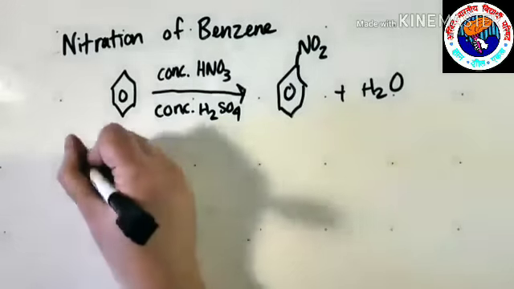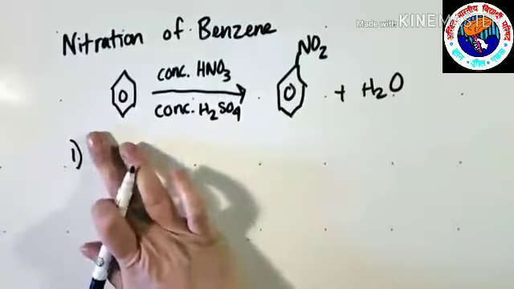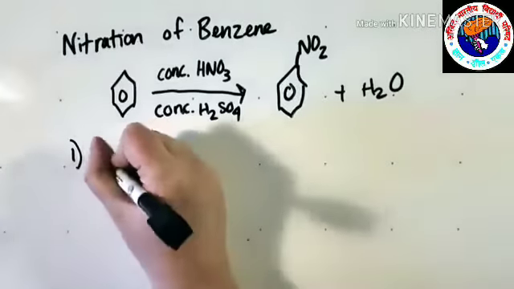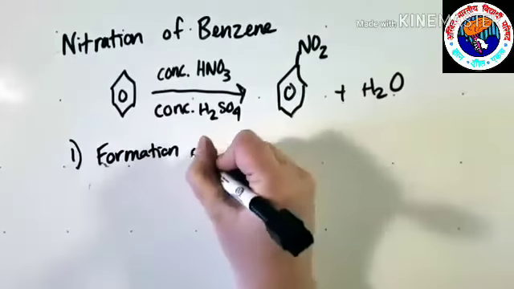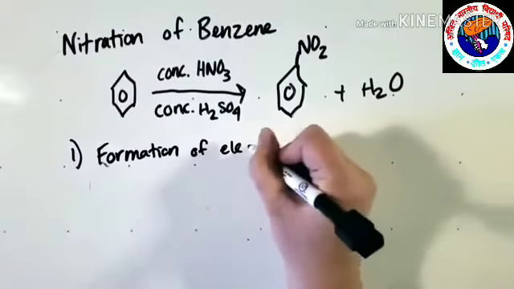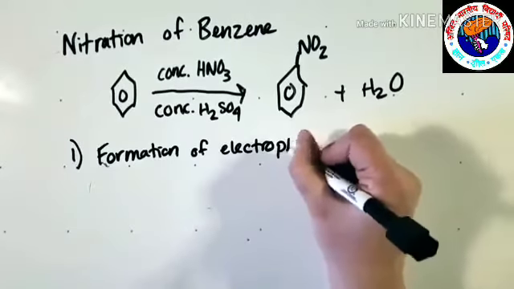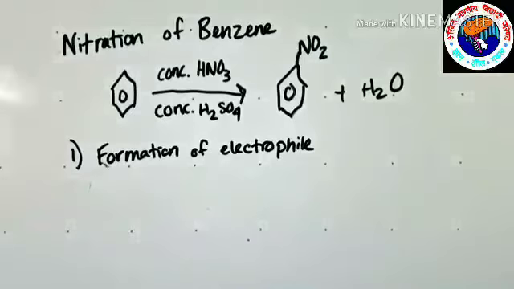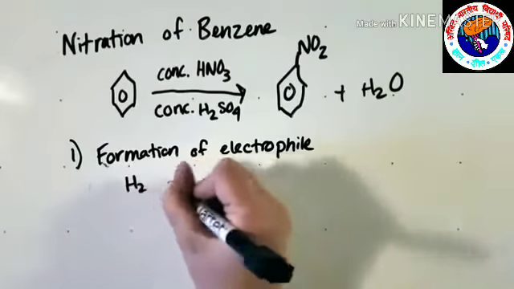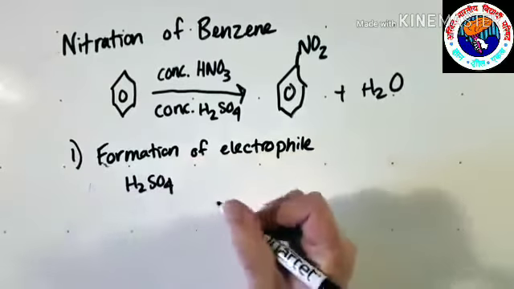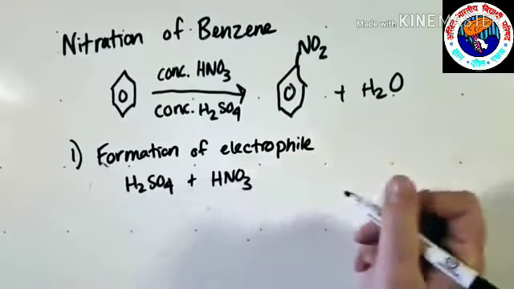electrophile, or the formation, let's call it the formation of the electrophile. Now you don't need to know the use of curly arrows for this, but you do need to know the equation. So the formation of the electrophile, we have sulfuric acid, H2SO4, and our HNO3.